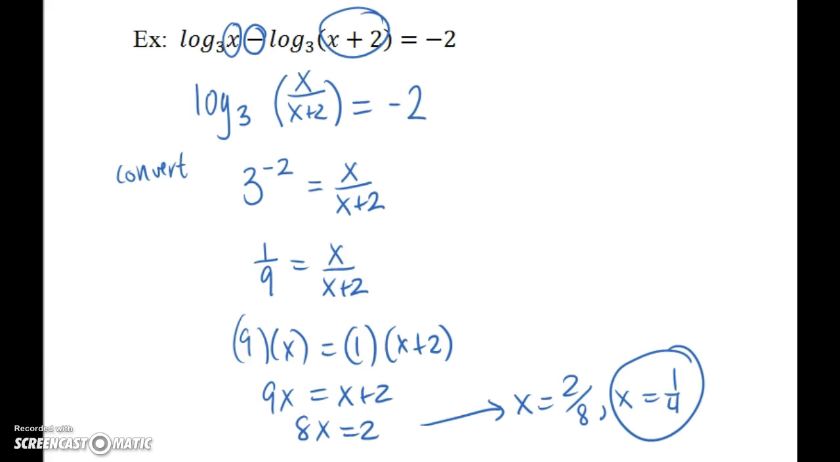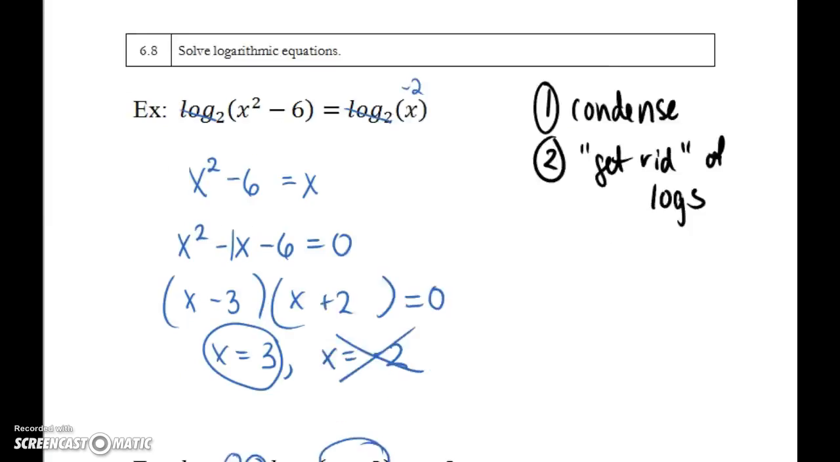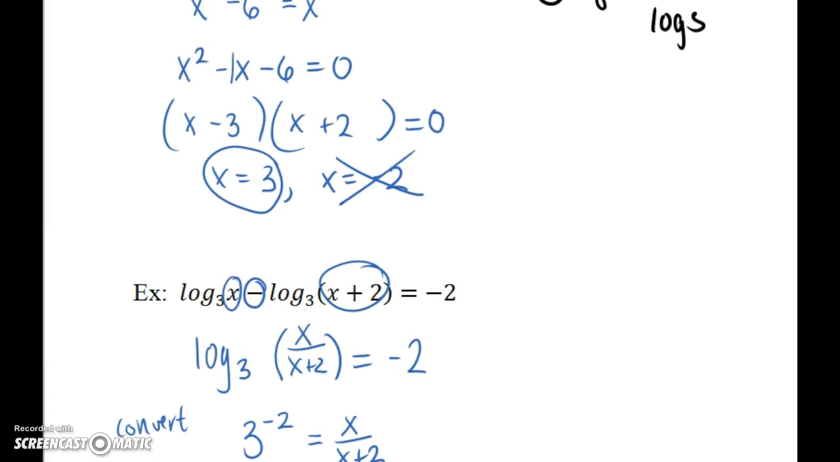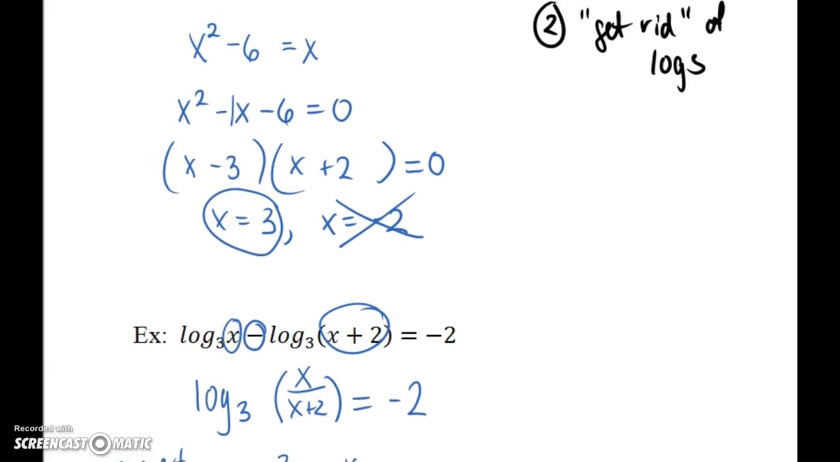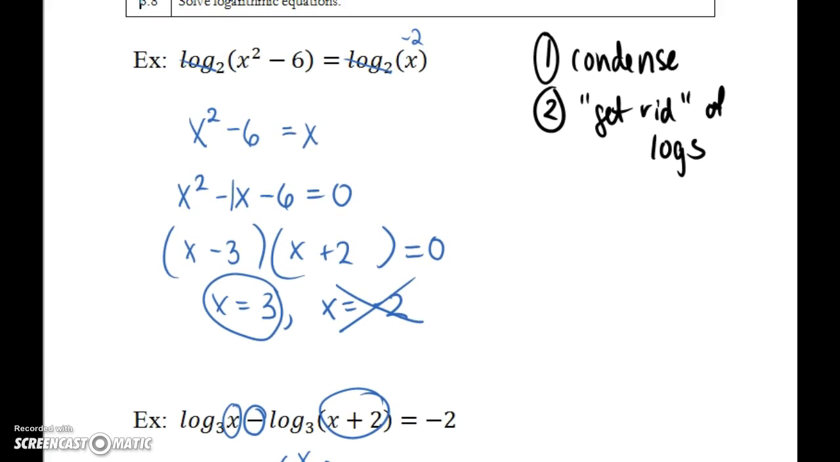Again, let's review the process here. In either case, you're going to condense if possible, which was not possible in the first example, but was possible in the second one because you were subtracting two logs. If you were adding two logs, you could condense with multiplication. In this case, because we're subtracting, we condense with division. And then you're going to get rid of your logs, either in one of two ways. If there's a log on both sides, like the first example, you can drop the log. When you drop the log, you end up with a regular equation that you can solve.